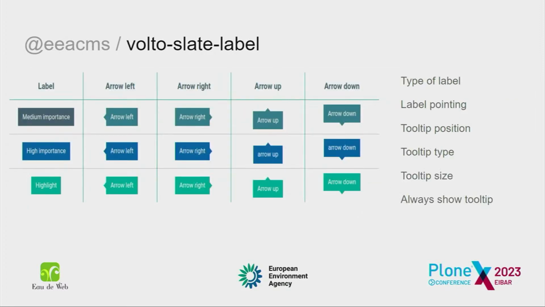Volto Slate label. Well, this is a tiny add-on. It just allows you to insert these kinds of labels in your text with variations, like you can define the type of the label, the way it points, the tooltip position, tooltip type, tooltip size. You can decide to show up automatically or not.